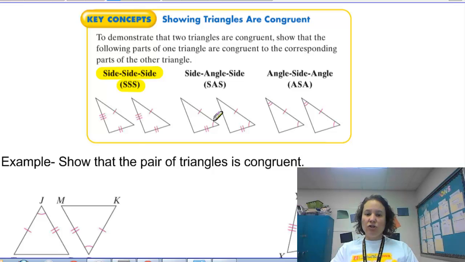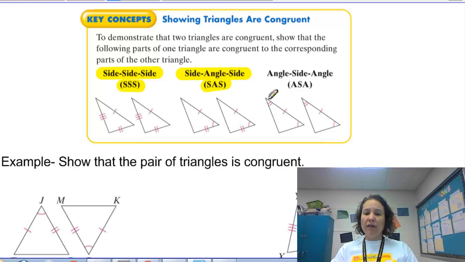If I have two sides with an angle in between them, it has to be the angle in between those two sides, and I know that those two sides are congruent and the angles in between them are congruent, that is another way of showing that two triangles are congruent. We call that side angle side, or SAS for short.